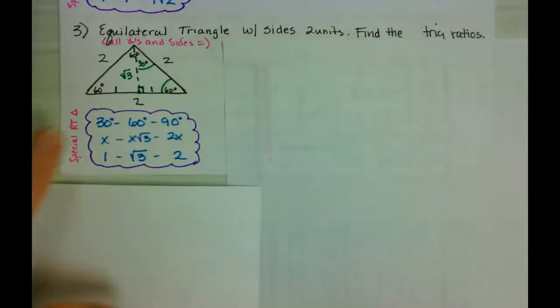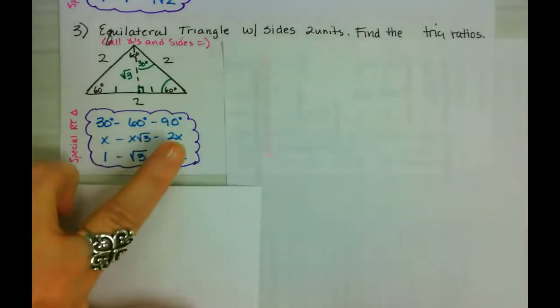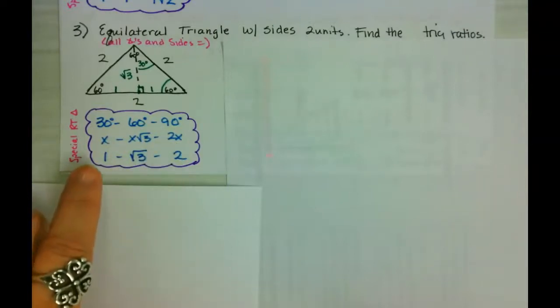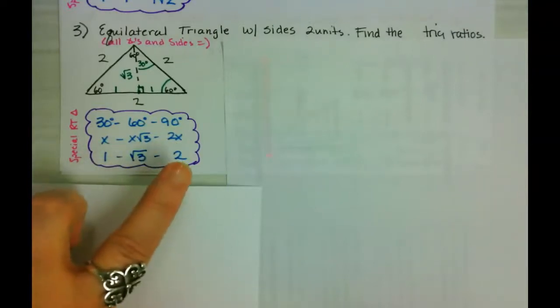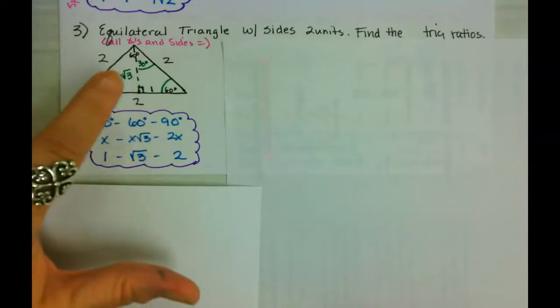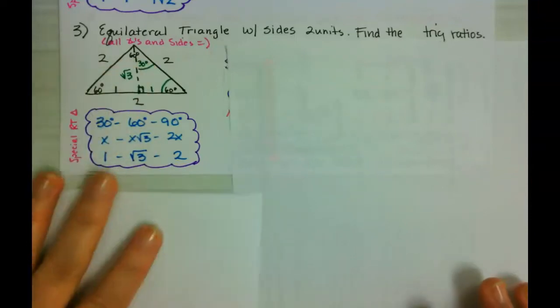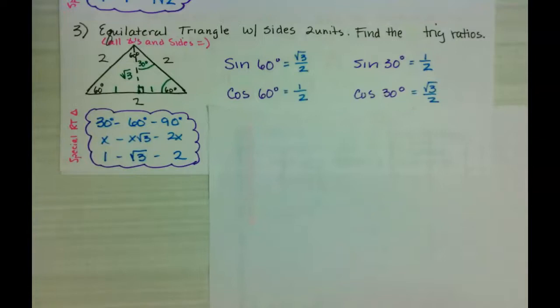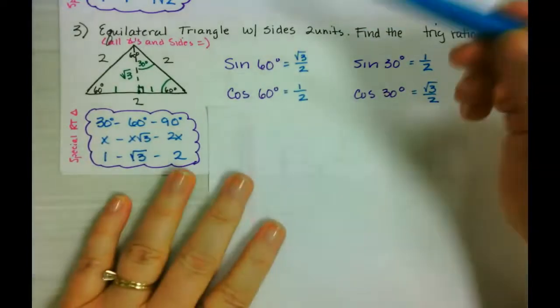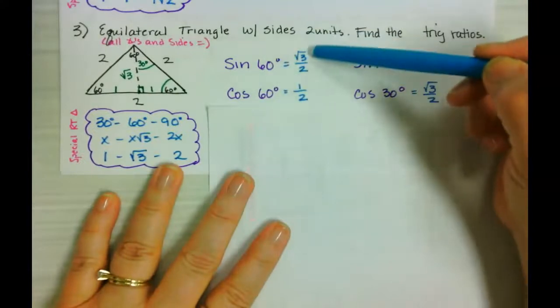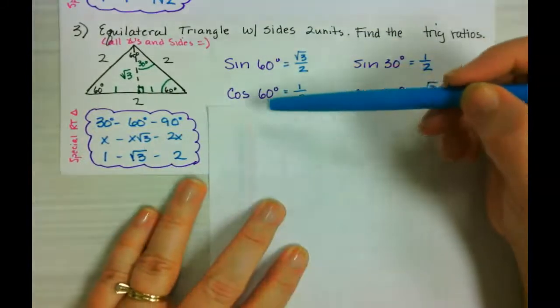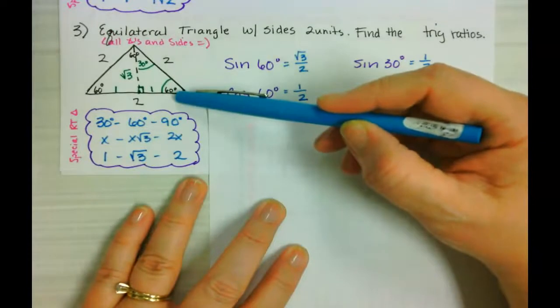We know the pattern is x, x root 3, and 2x, and then 1, root 3, and 2. So again, we go through the trig ratios, and we actually just found these. So I have sine of 60 is root 3 over 2. Cosine of 60, so I'm down here doing cosine, is 1/2.